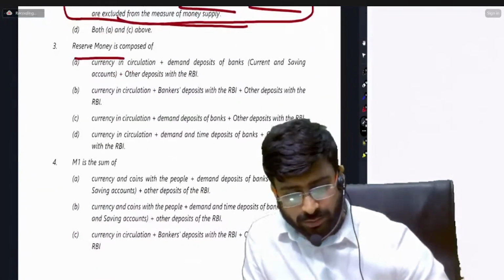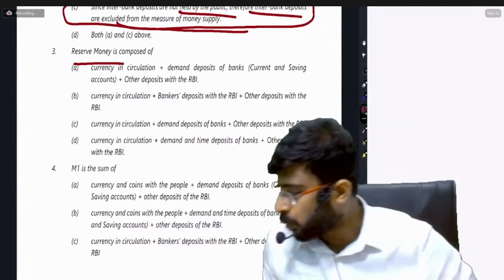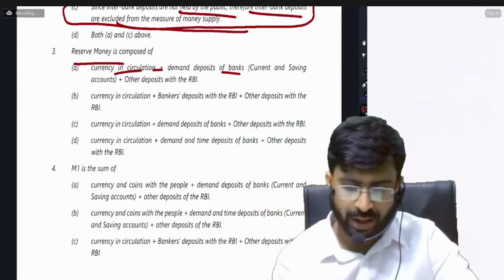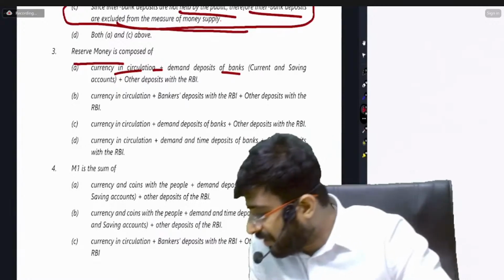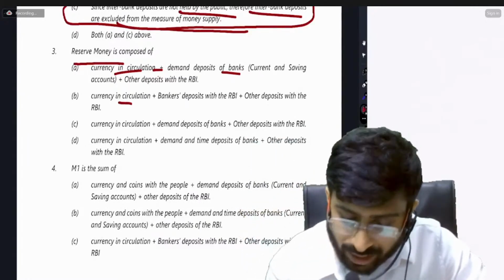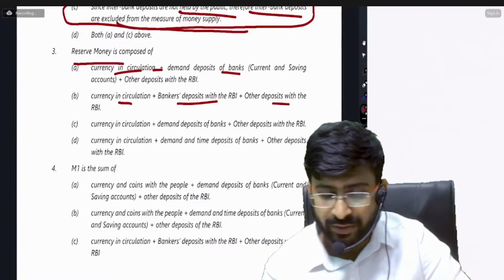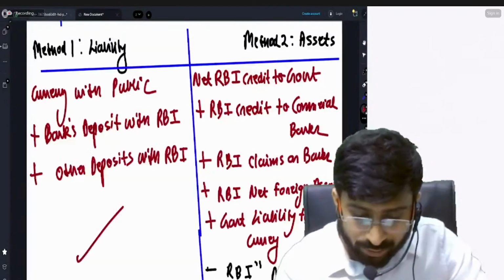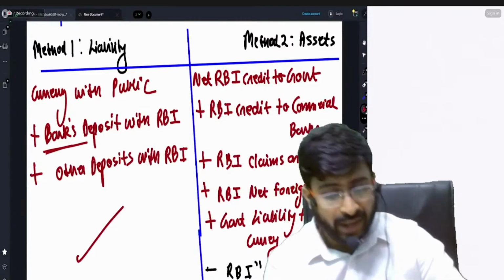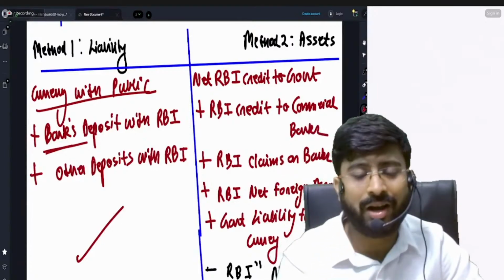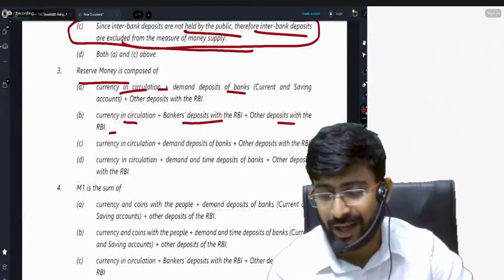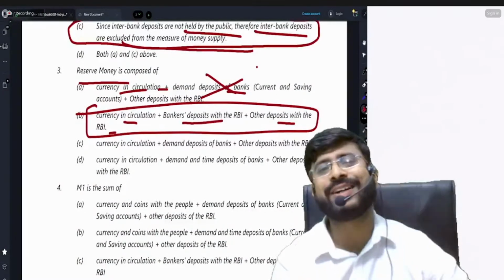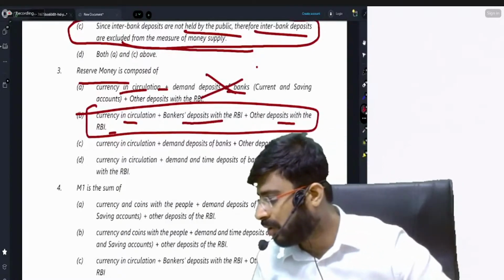Oh my God. So see, what is it composed of? Currency in circulation, okay. Demand deposit of banks, current and savings, CASA deposits. Now there arises a difference here. Here it is currency in circulation plus bankers deposit with RBI plus other deposits with RBI. And what have we written? Please check. We have written bankers deposit with RBI and currency with public. So bankers deposit, not anybody else. So B is the answer. Demand deposit of banks that is held by the public is not included. Friends, is that clear? Yes or no? Agreed, disagreed?